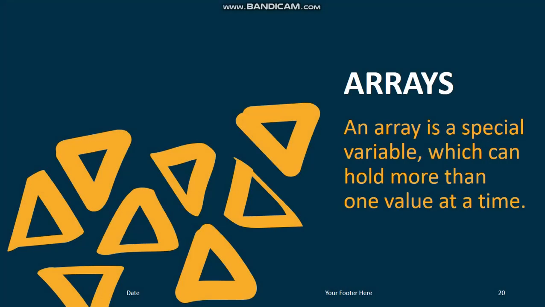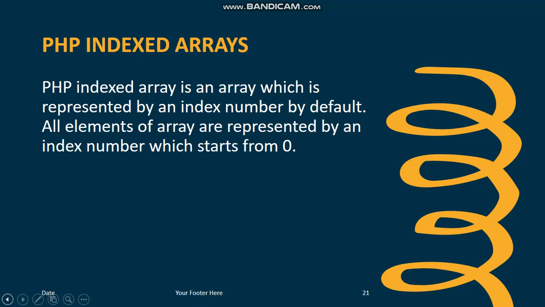So lastly, we are going to talk about arrays. An array is a special variable which can hold more than one value at a time. So naay tulo ka types ang arrays sa PHP. First is ang index array. Index array is an array which is represented by an index number by default. All elements of the array are represented by an index number which starts from 0.